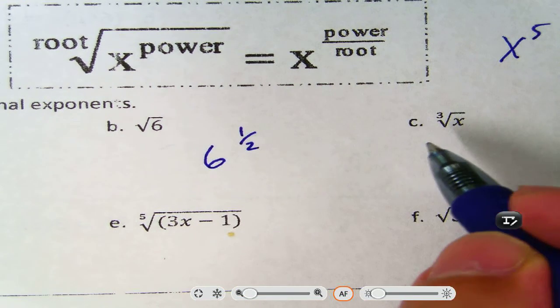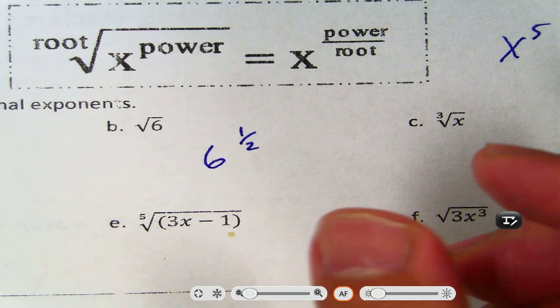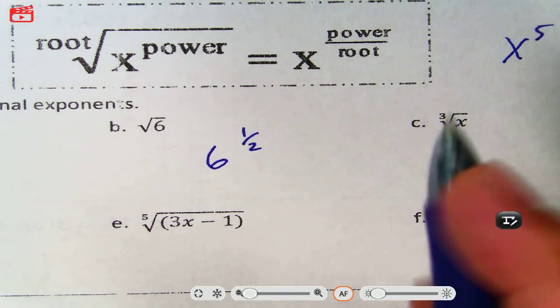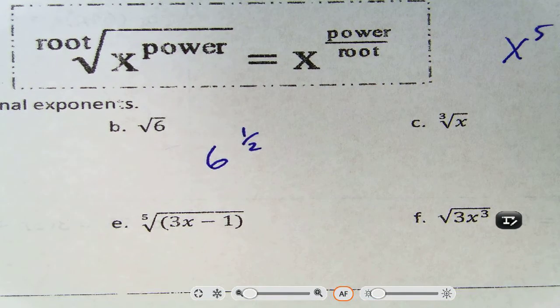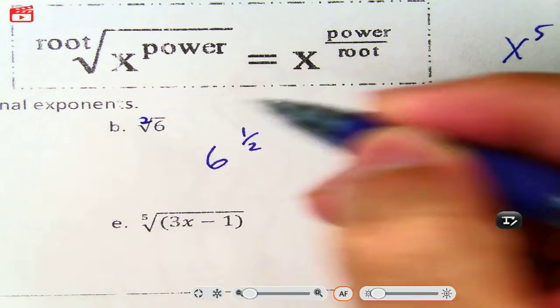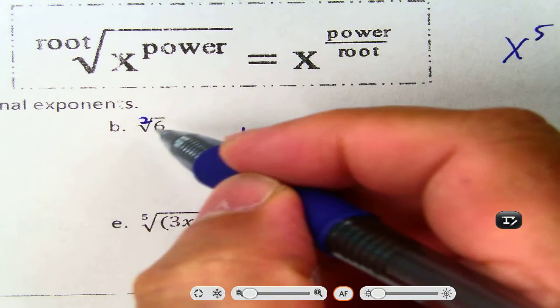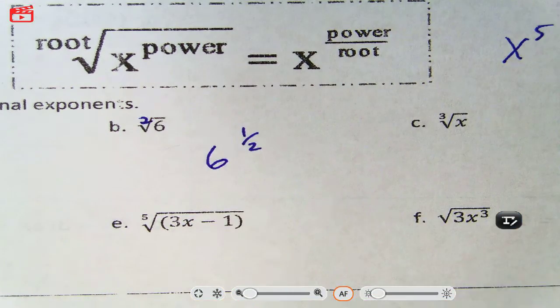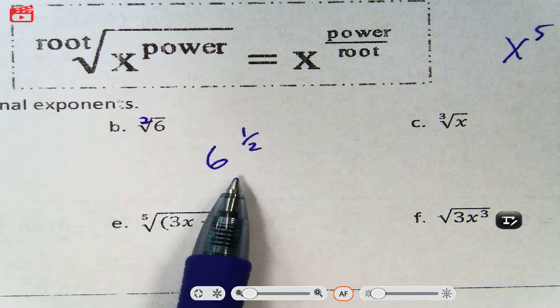So this is the one place where, if you remember, usually in math when we say if you don't see a number, assume there's a 1. Well, this is the one place: if you don't see a number for the root, assume it's 2. This is the square root, so there's a 2 there. The root is 2. So this is 6 to the 1/2.